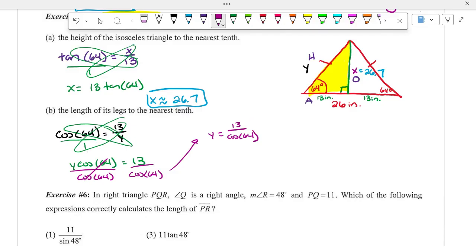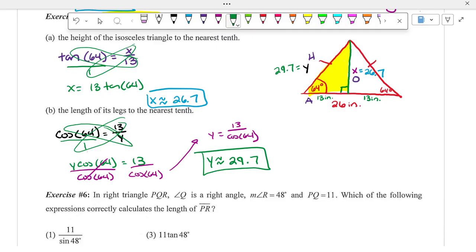So go ahead and do 13 divided by cosine of 64. Tell me what you get. Not times, divided. It's what? 29.7. Okay, I thought you said 25. I was like, there's no way. All right. So yes, it is 29.7. I don't know why I put 0.5. Clearly said 7.